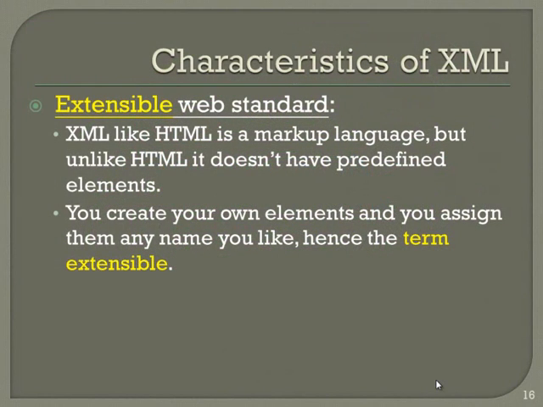We have seen what XML is, some basic idea regarding how XML was formed. Let's look at the characteristics of XML. Now this could be one of the questions: what is the characteristic of XML? One of the important characteristics of XML is that it is extensible.